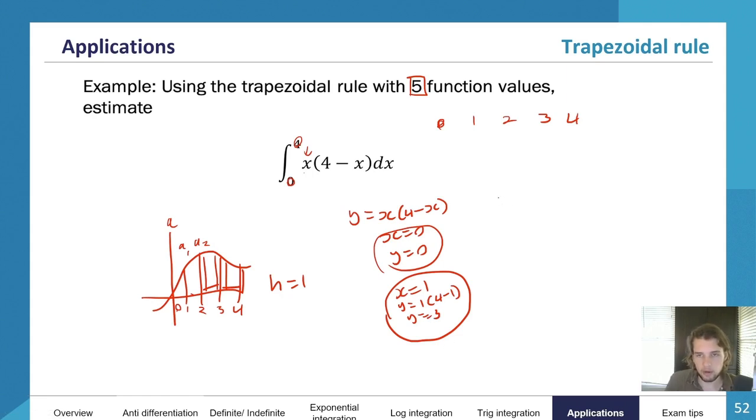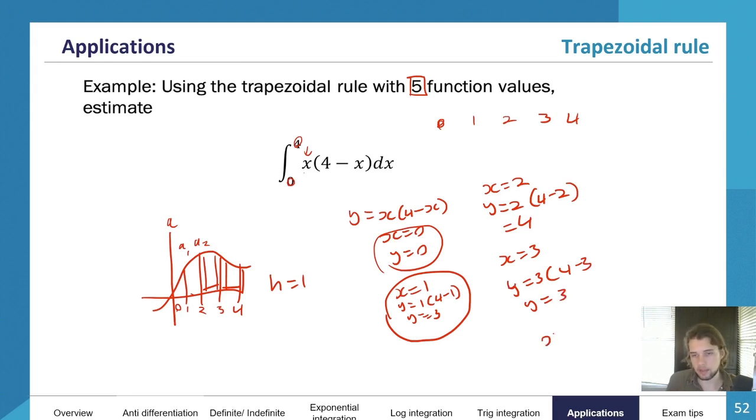Then when x is equal to 2, y is equal to 2, 4 minus 2. So that means y is equal to 4. When x is equal to 3, y is equal to 3, then 4 minus 3. So y is equal to 3. Lastly, when x is equal to 4, y is equal to 4, and then 4 minus 4. So y is equal in that scenario to 0.